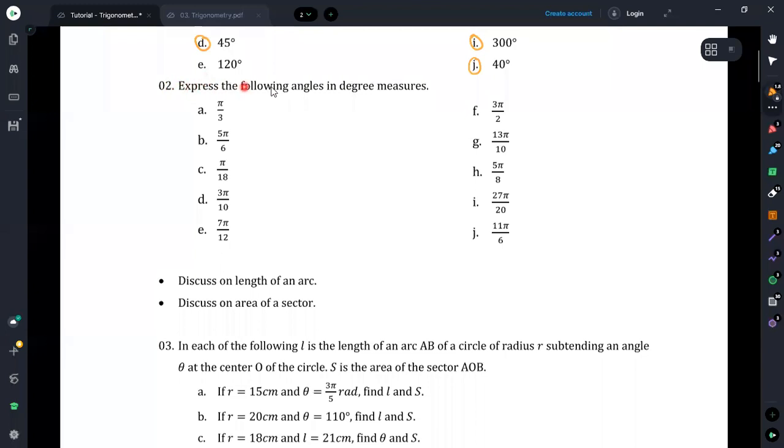In the second question, you are asked to express the following angles in degree measures. The angles are now given in radian measures. Therefore, you are asked to convert these radian measured angles into degree measures. In the second question, I will discuss the first part, then part C, part D, and G. These parts will be discussed under the second question.